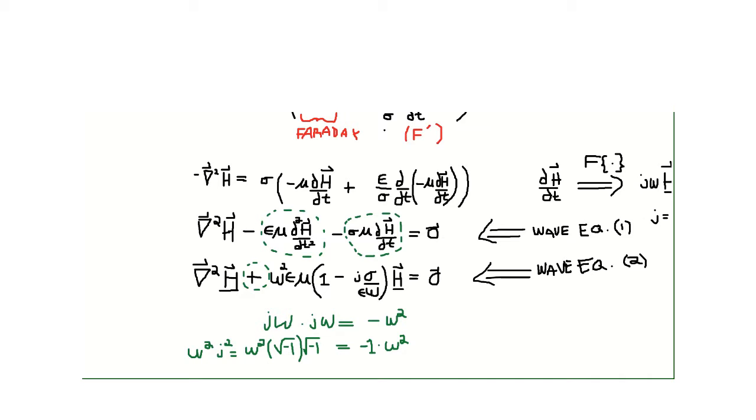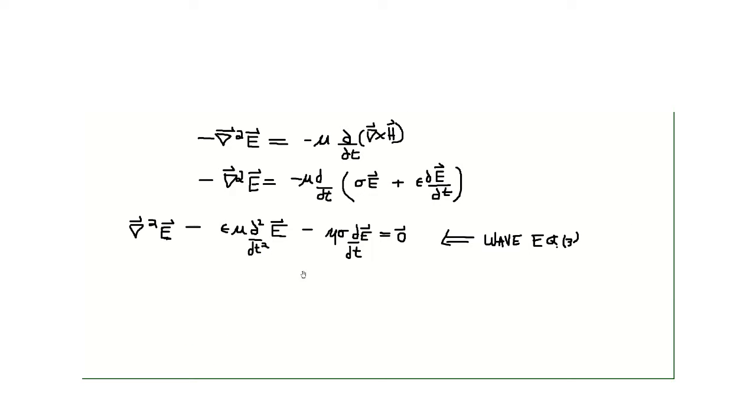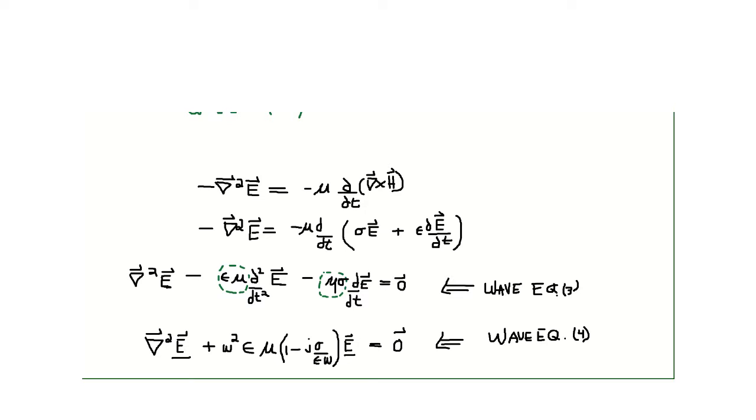Now let's go down to wave equation 3. In wave equation 3, we see the same result. The first term is multiplied by permeability and permittivity, while the second term is multiplied by conductivity and permeability. And the first term is the second derivative, while the second term is the first derivative. Now, when we transfer this into time harmonic form, we also achieve a very similar looking wave equation 4 to wave equation 2, again in phasor form.